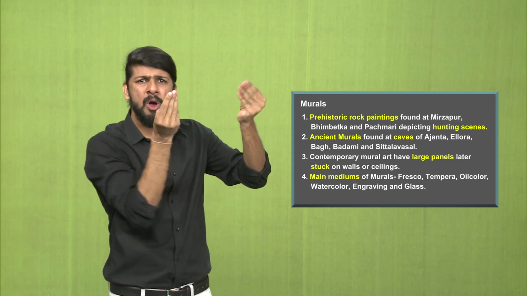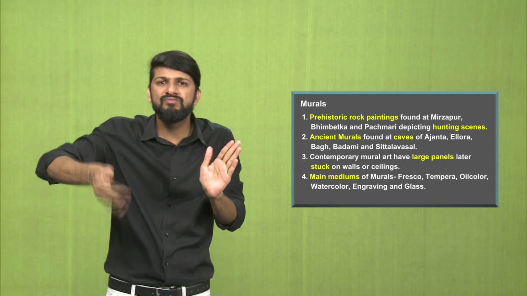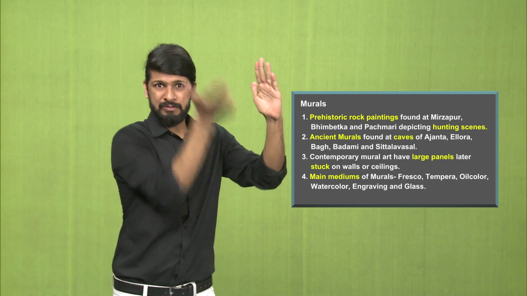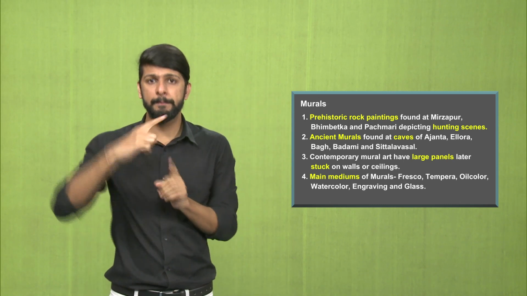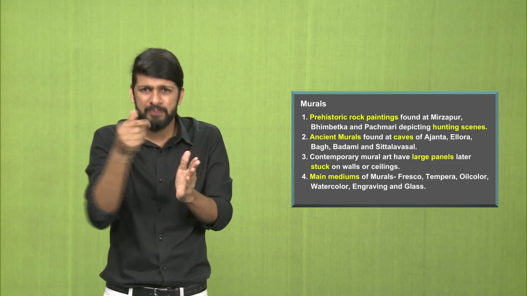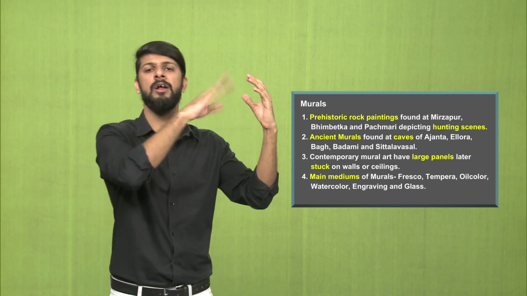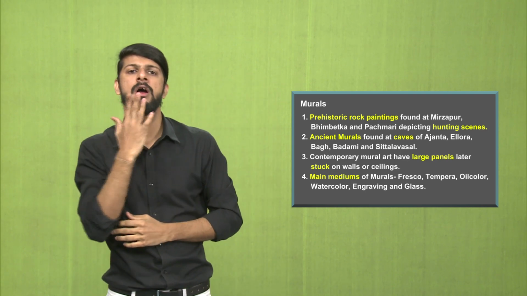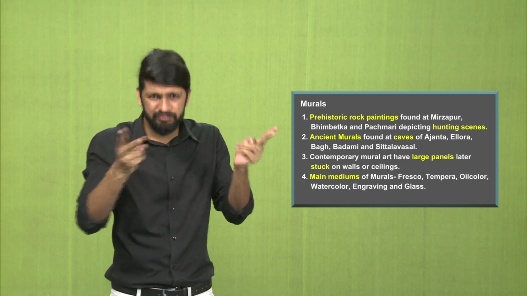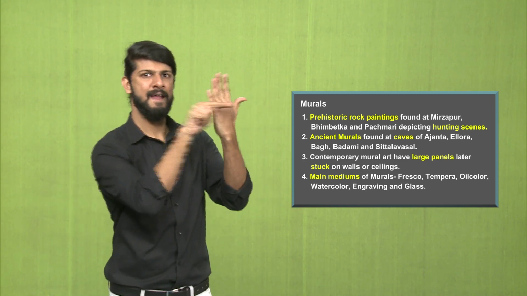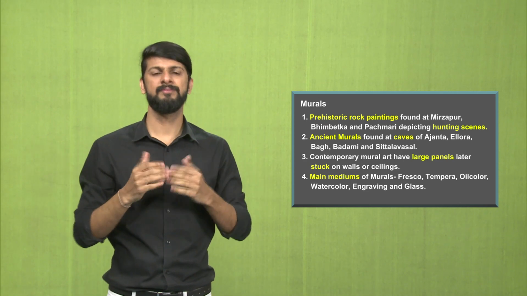The main mediums of mural painting are as follows. You have the fresco technique, where you first put a layer and then put the painting in the wet plaster. Then you have tempera, where you wait for it to dry and then you use the colors. Or you have oil color, watercolor, engraving, and also murals are done on glass using various different types of paints.